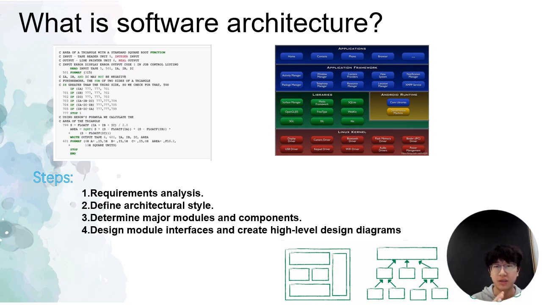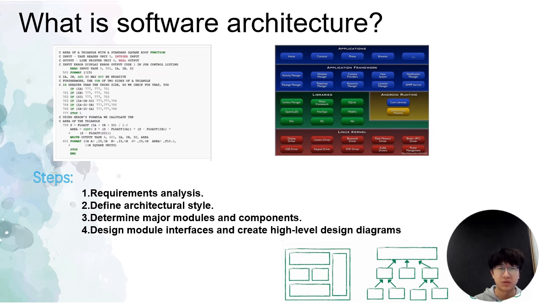Once the architectural style is established, the next step is to identify the major modules and components within the system. And this includes module division, dividing the system into multiple modules or components based on functional and non-functional requirements, with each module responsible for specific functionalities or services. We also need to define inter-module relationships, clarifying the relationships and interactions between the modules to ensure that they can work together simultaneously.